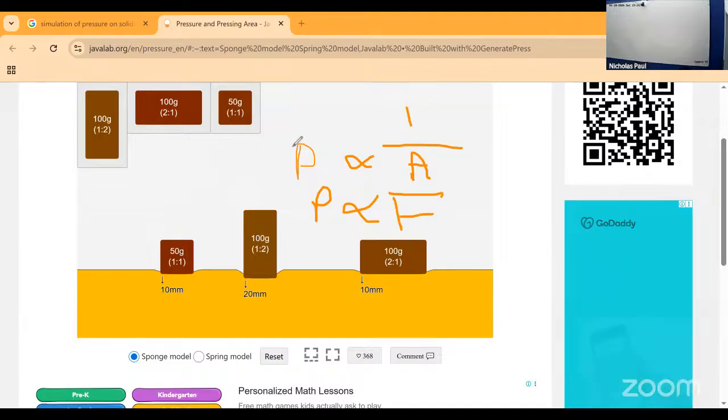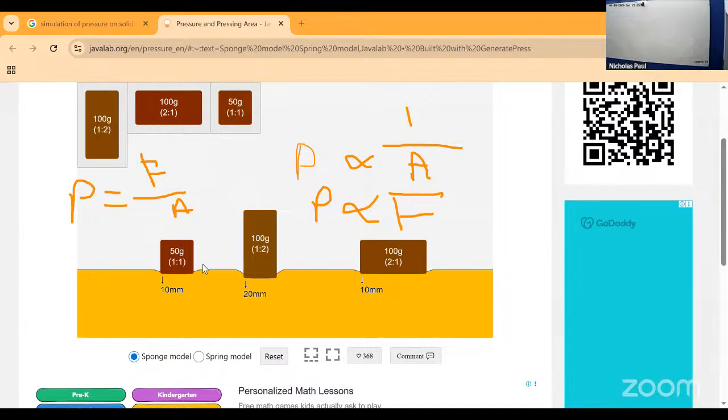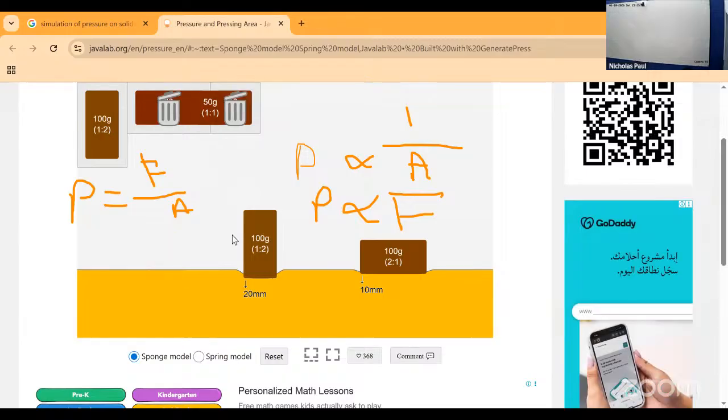So here's what it says. It says that the pressure is inversely related to area and directly related to force. So the formula for pressure is force over area. Okay? So that is the first relationship that I want you to understand about pressure on a solid. Right? If I wanted to make the pressure larger, all I have to do is make the area smaller.